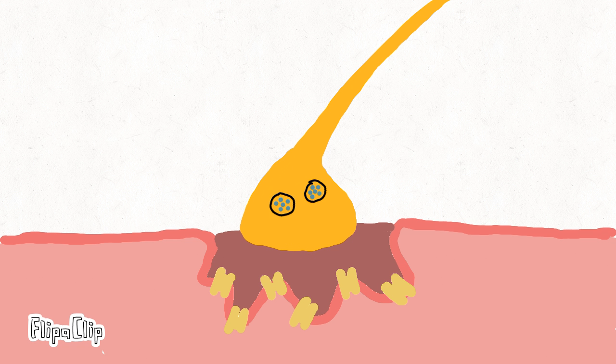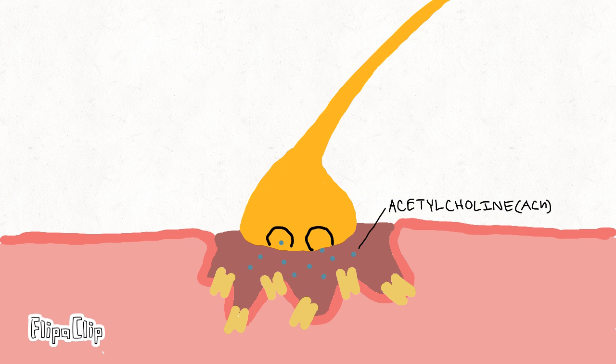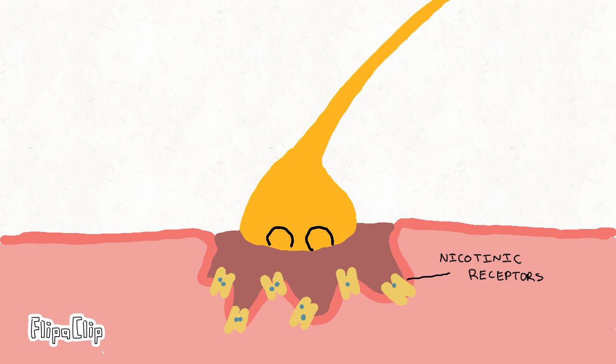When an action potential travels down the axon and reaches the axon terminal, it causes a release of the neurotransmitter acetylcholine into the synaptic space. The acetylcholine binds to nicotinic receptors on the end plate. These receptors are ligand-gated ion channels, which means that they can only open when binding to a chemical messenger, such as a neurotransmitter like acetylcholine.